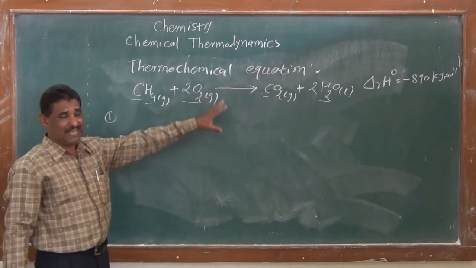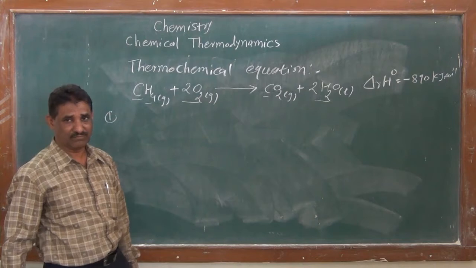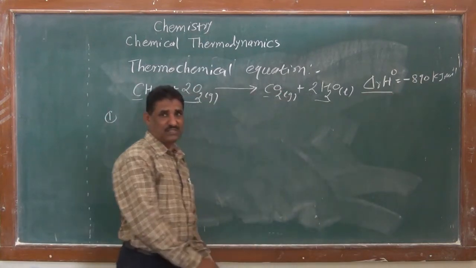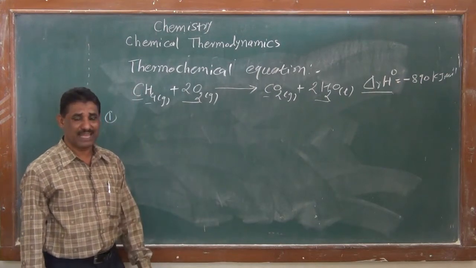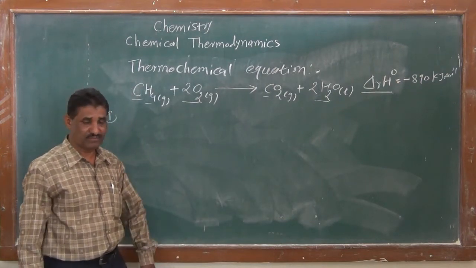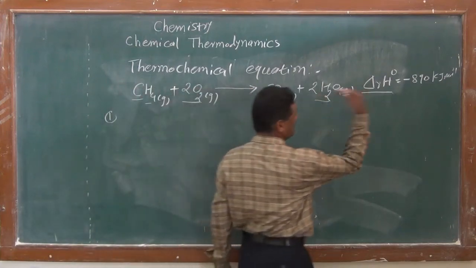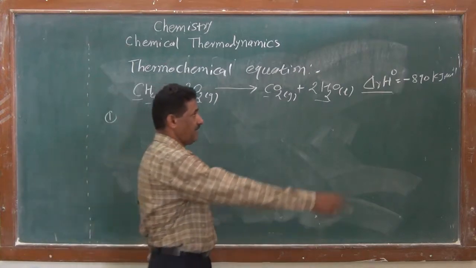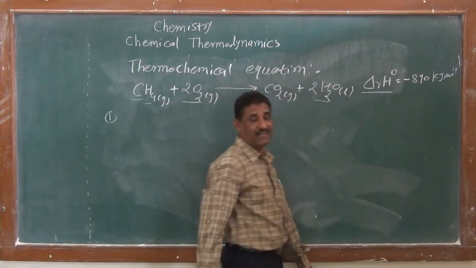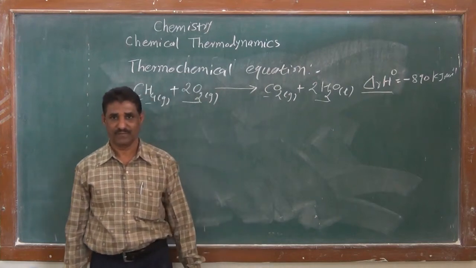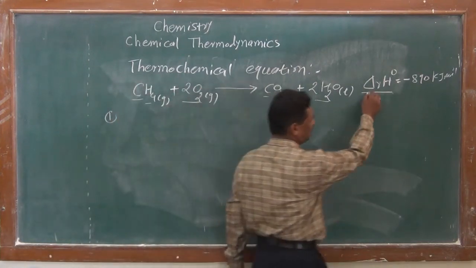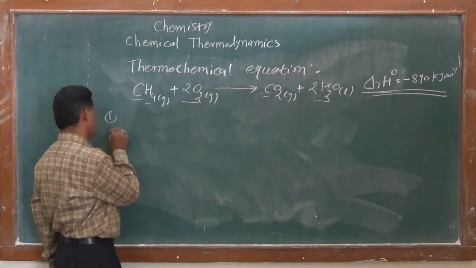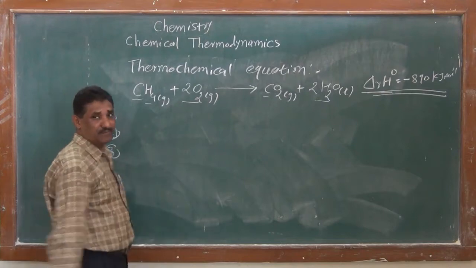Here the change in enthalpy in this reaction means delta RH0, the standard enthalpy of this reaction. It is written on the right side of the equation, the enthalpy change, after the sign. Here we write it on the right side. This is the second and the third step.